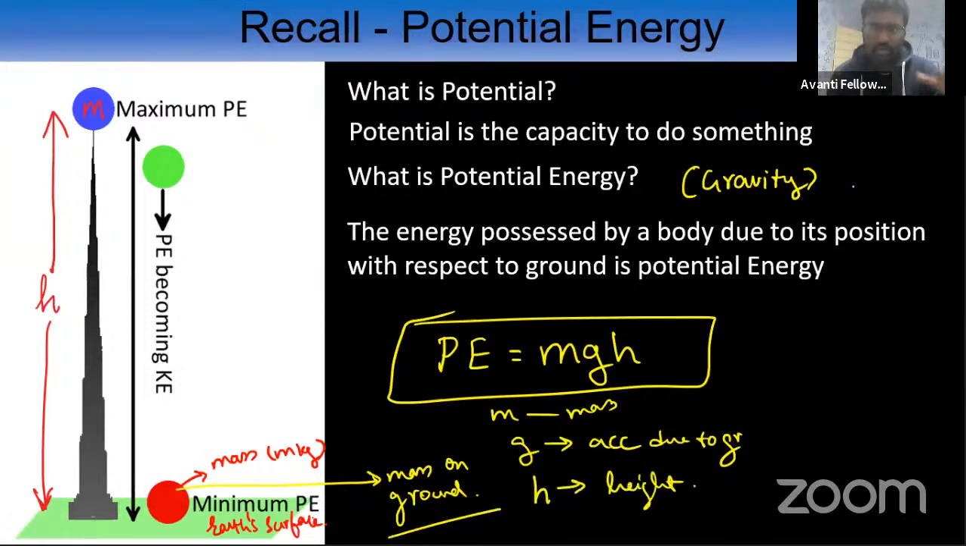Now what is happening here? When my mass is on the ground, what is my h? h will be equal to 0, right? So when my mass is touching the ground, my potential energy is minimum, or my potential energy is 0.